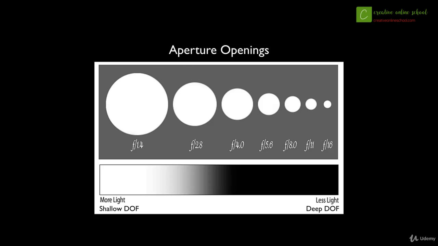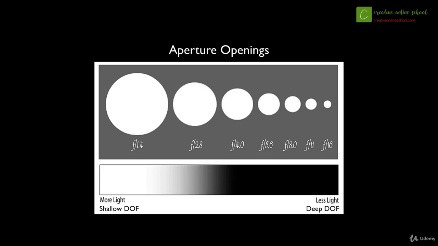Now the aperture numbers might seem a little backwards at first. The smaller aperture number, like f1.4, the furthest aperture opening on the left here, is actually the large aperture opening. The larger aperture number, like f16, all the way to the right, is actually the smaller aperture opening.